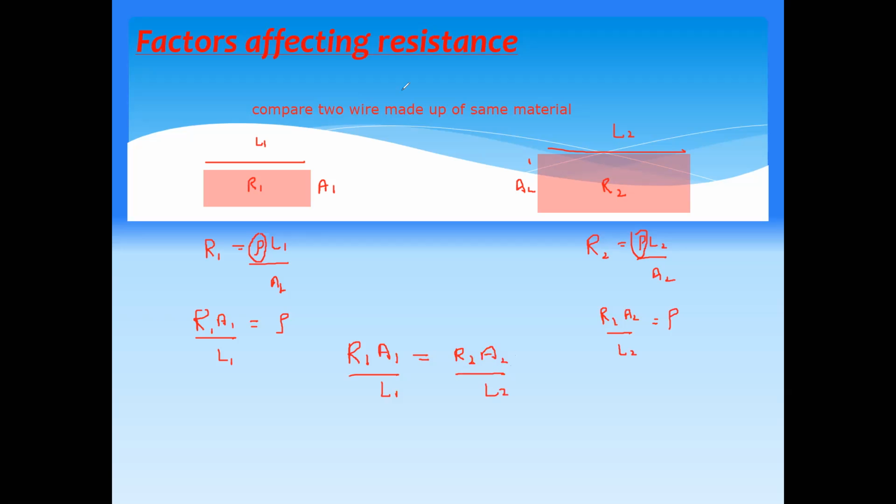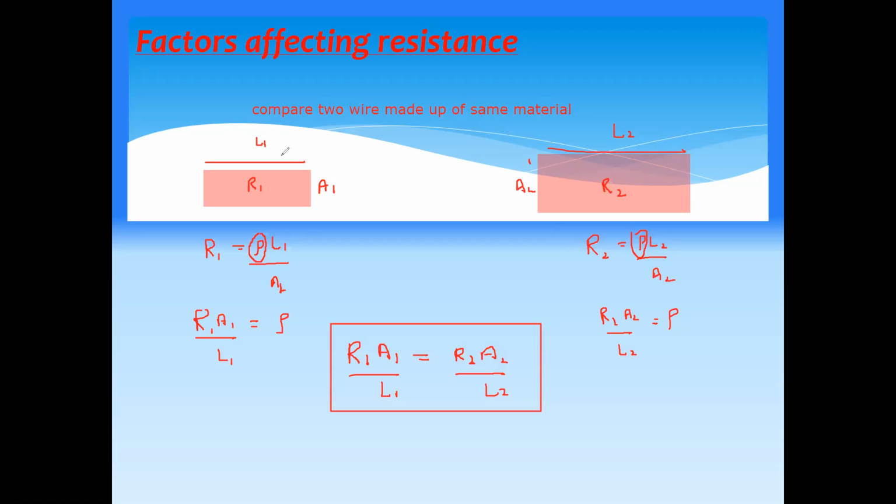The derivation is not important. The final result is important. The equation is important. So whenever you're comparing two wires which are made up of the same material, because sometimes in a question they say a wire has a length of 3 meter, area 5 meter square and resistance 10 ohm, what will be the resistance of a wire if length and area change? You can work it out using this formula. Whenever two wires are made up of the same material, the formula will be R1 A1 over L1 equals R2 A2 over L2. I'll give a simple example.